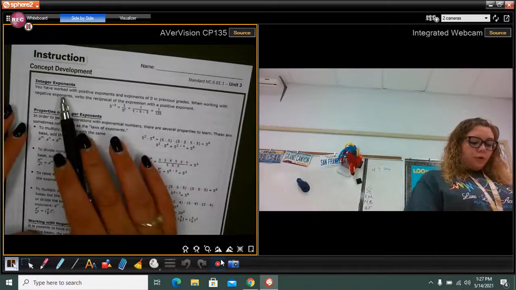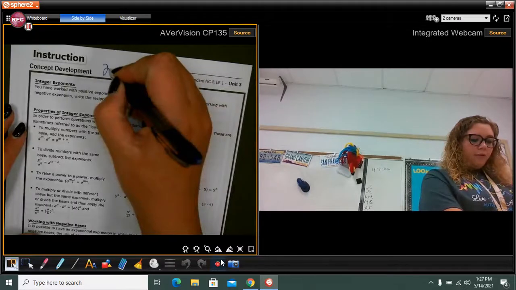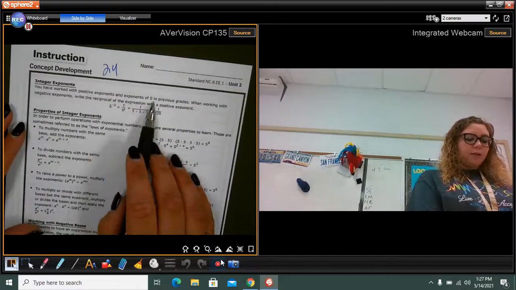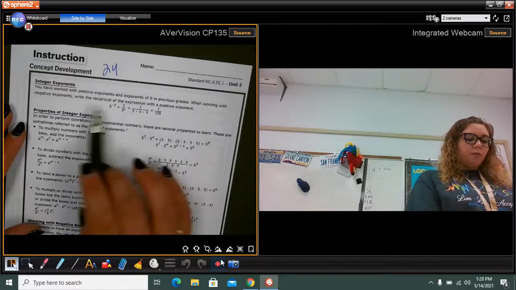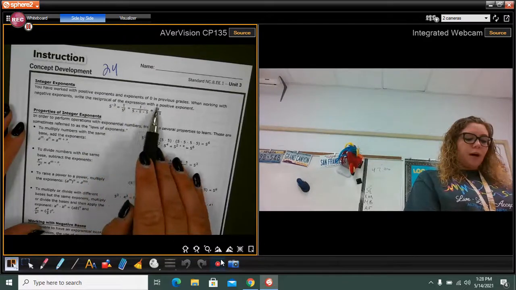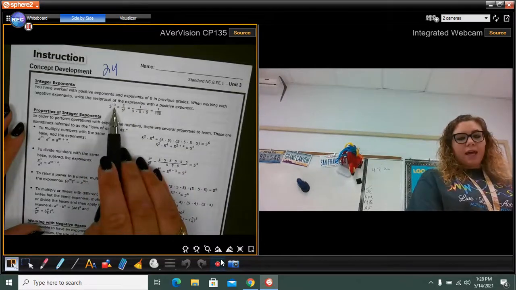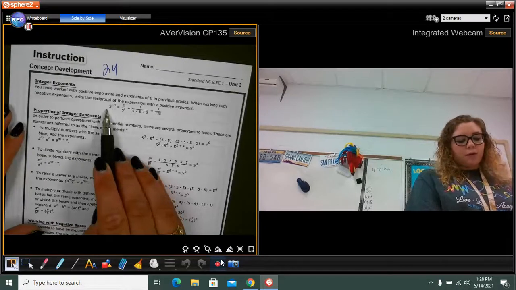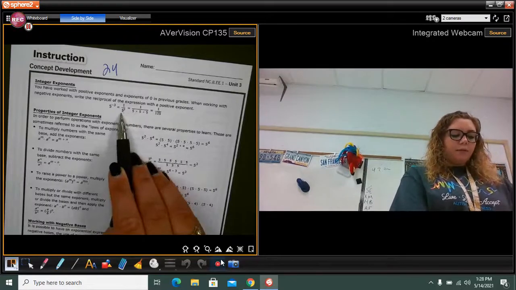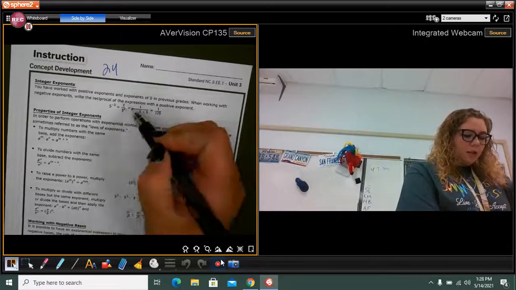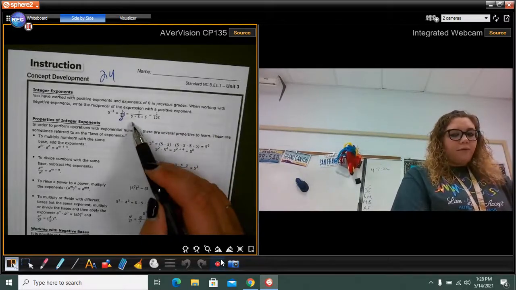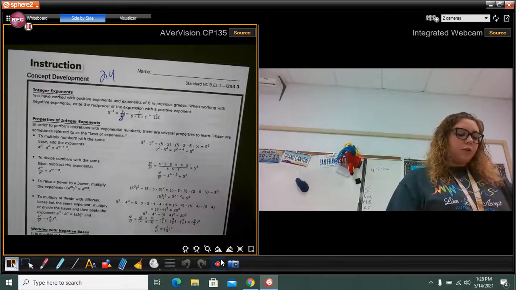So integer, we're on page 24. You have worked with positive exponents and exponents of 0 in previous grades. When working with negative exponents, write the reciprocal of the expression with a positive exponent. So if you have a negative, you're just going to write the reciprocal. So you're just going to bring it down to the denominator, and then the exponent becomes positive. Okay, when we're in an exponent, this tells you how many factors of 5 you have. We have 3 factors of 5. So I have 5 times 5 times 5, which is 125.